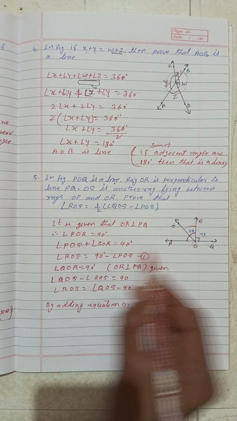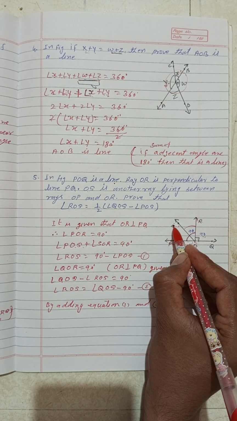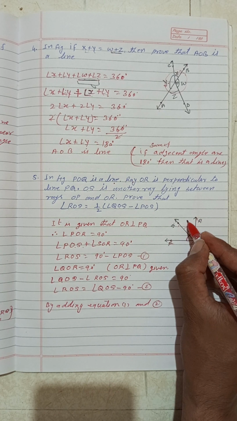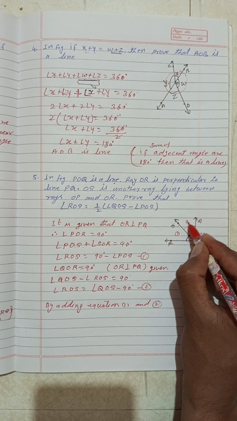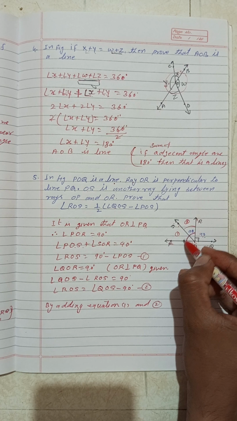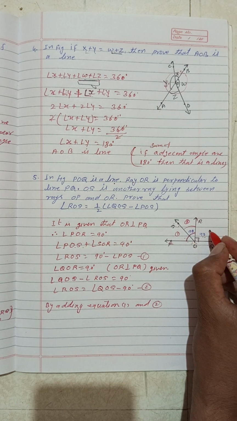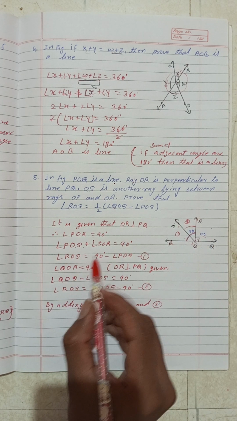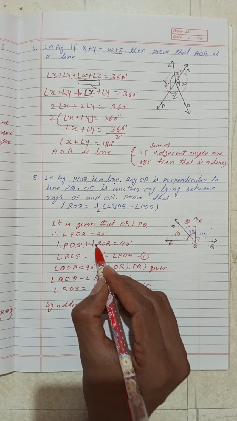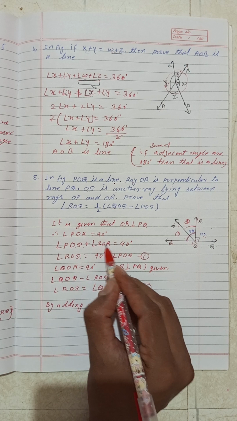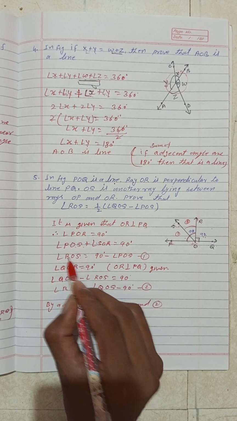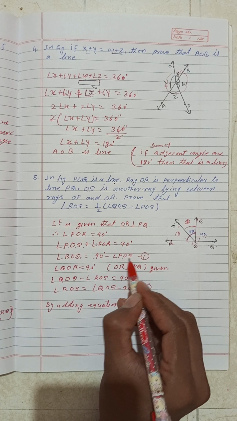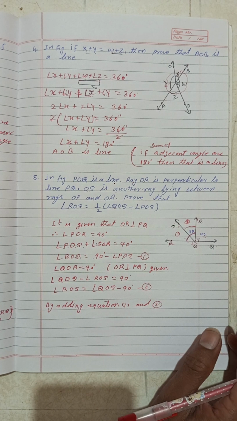See, angle POS plus angle SOR is equal to what? 90 degrees, because these are the 90 degree total angles. This side, ROQ or QOR, is also 90 degrees. So we can find that angle ROS, which is the same as SOR, is equal to 90 minus POS. This is our equation number 1.